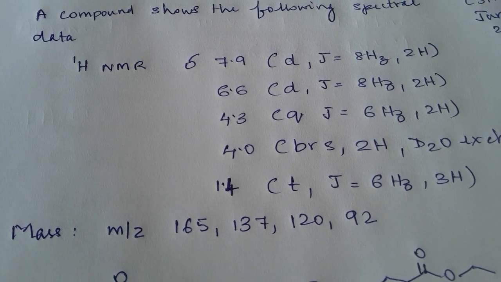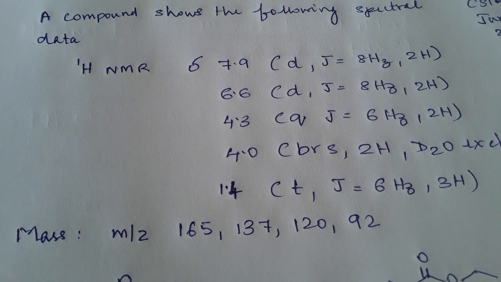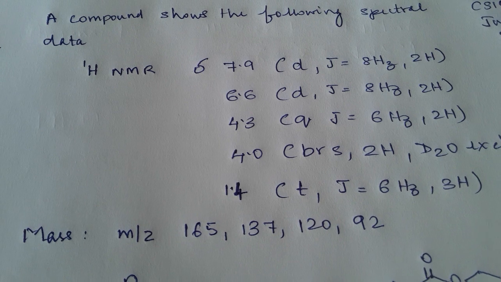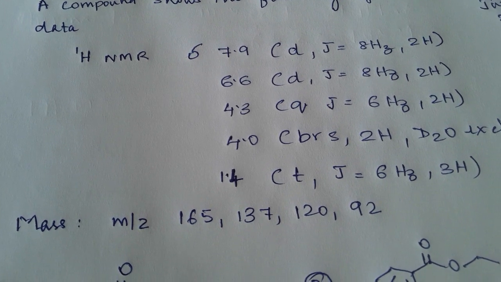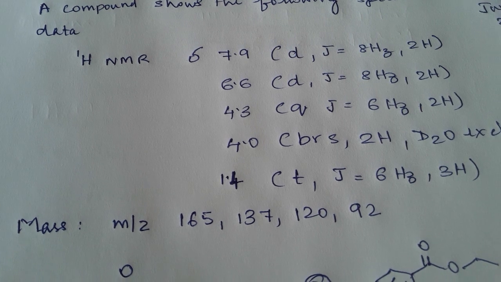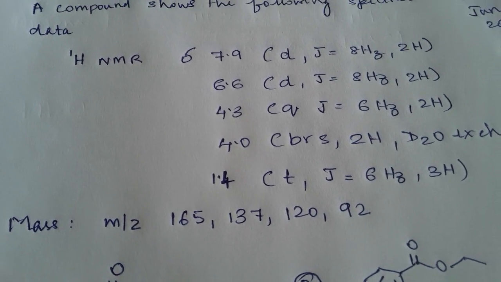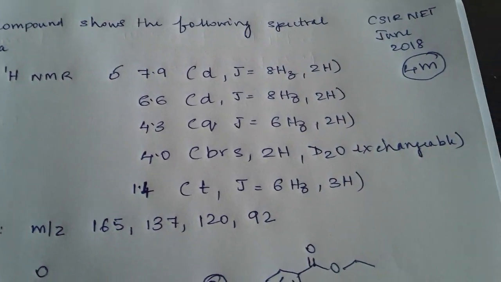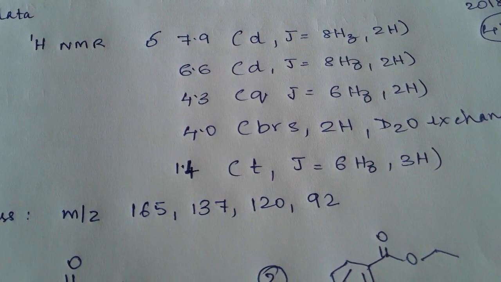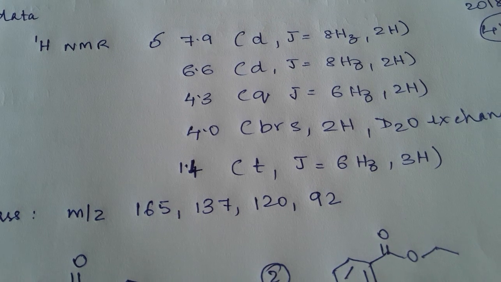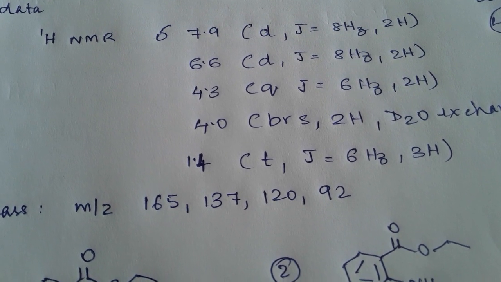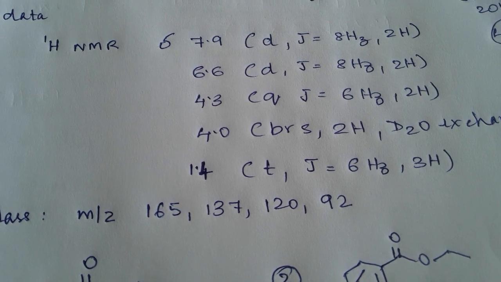Then 4.3 ppm, a quartet with a J value of 6 Hertz, corresponding to 2 hydrogens. Then you have a broad singlet at 4 that corresponds to 2 hydrogens, and interestingly those 2 hydrogens are D2O exchangeable. And then there is a triplet at 1.4 ppm with a J value of 6 Hertz, corresponding to 3 hydrogens.